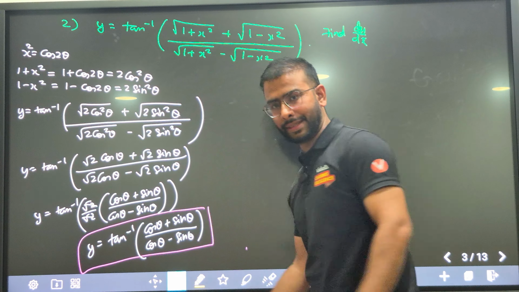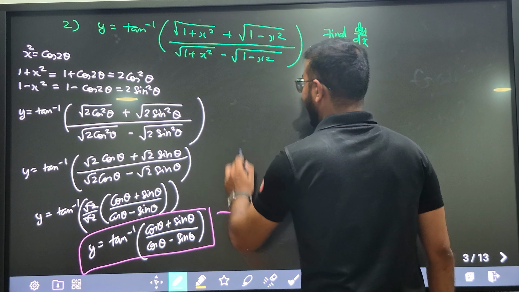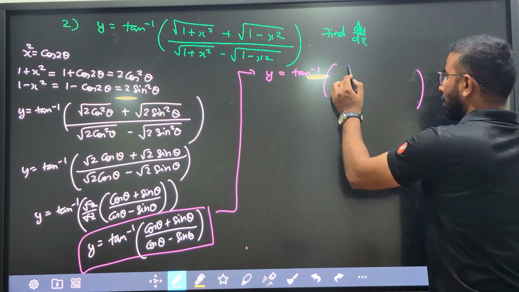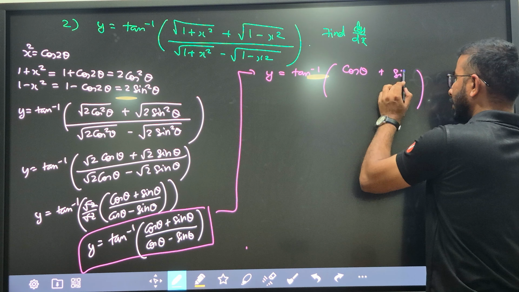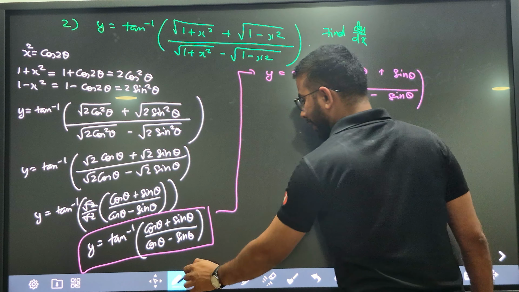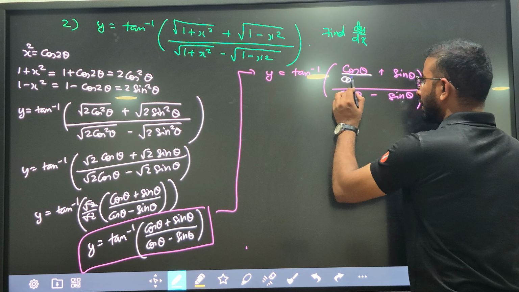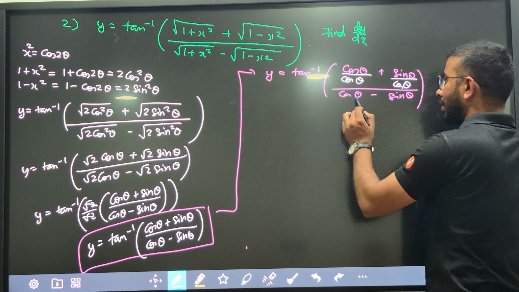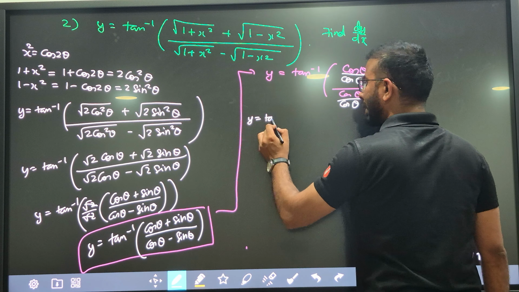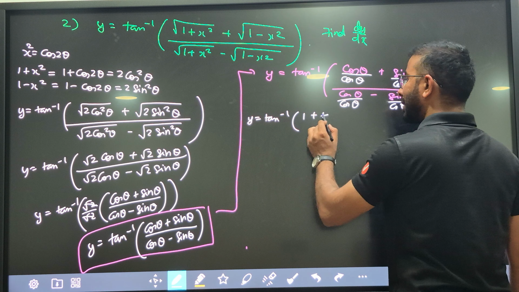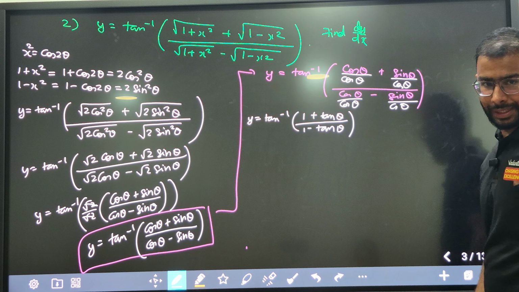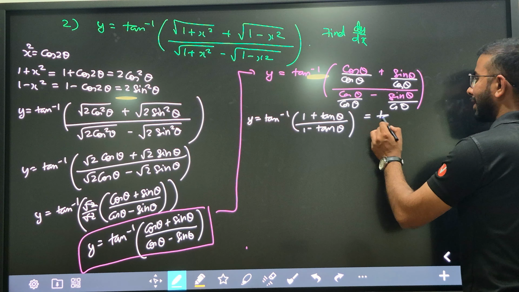So what we'll be doing, guys, in the next step is we'll basically divide by cos theta in numerator and denominator. This is by cos theta, by cos theta, cos theta, cos theta. So what is y coming out to be? Tan inverse 1 plus tan theta upon 1 minus tan theta. Again, you have to remember this as a result. I'll explain again why does that make sense.